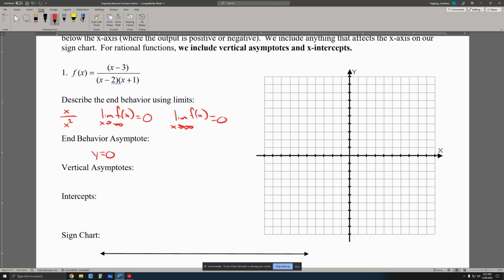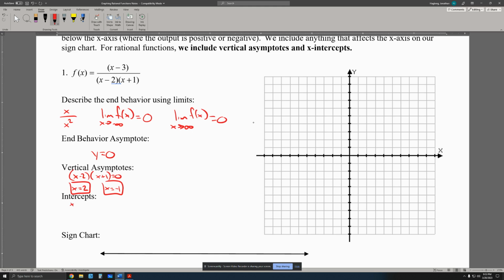Vertical asymptotes, or infinite discontinuities, that's where the denominator is equal to 0. So let's set that denominator equal to 0. The quantity (x - 2) times the quantity (x + 1) equals 0. We have two vertical asymptotes, x = 2 and x = -1.